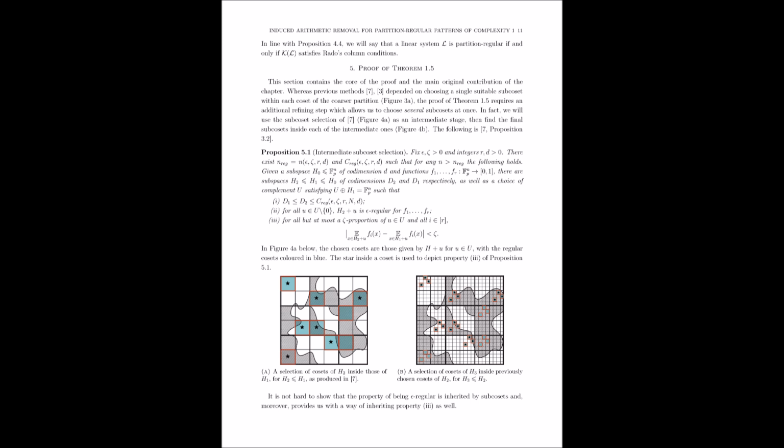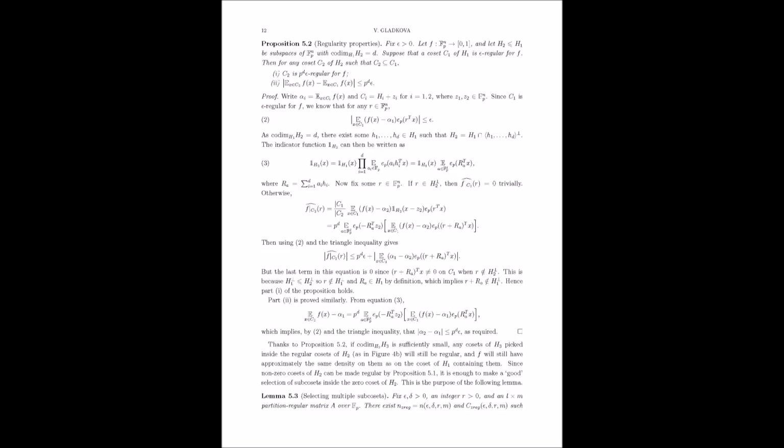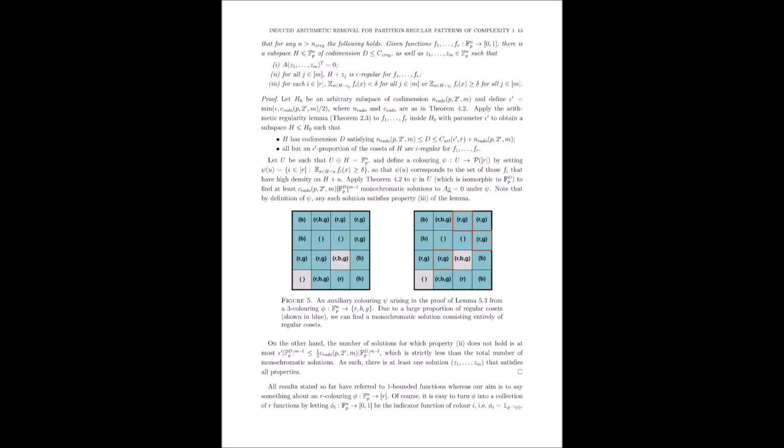And this leads us to the heart of the proof, which is section 5. Things start to get a bit more technical here. But to set the stage, they establish a crucial link between linear systems and partition regularity. And this connection is rooted in something called Rado's column conditions. Can you tell us a bit about those and what role they play?